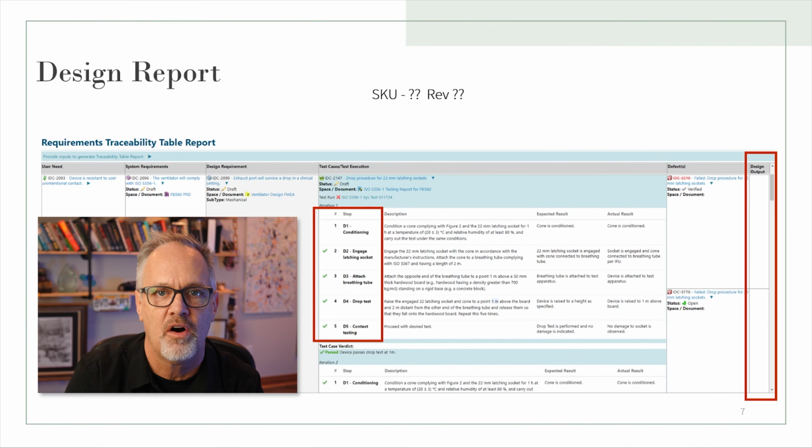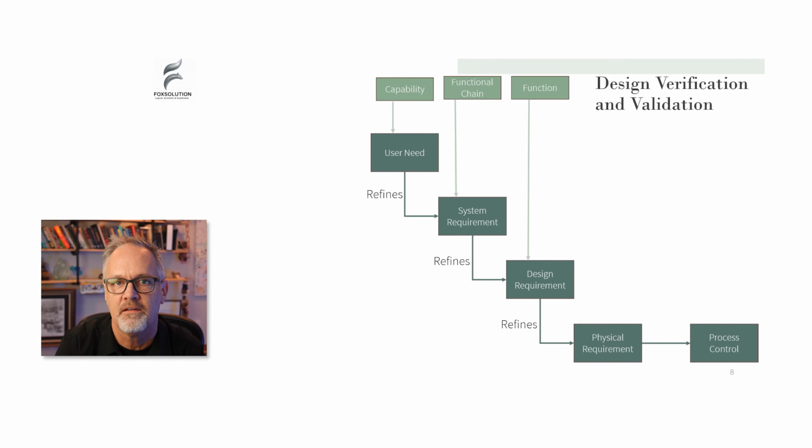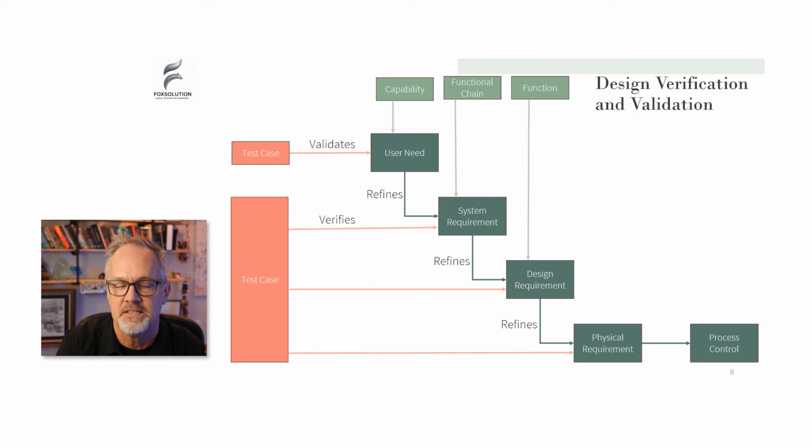And what's the revision of all the component parts that are part of that SKU? So again, we have the requirements and the systems modeling components of the design. The capabilities, the functional chains, and the functions are mapped in. Test cases are traced to the requirements that we're going to be testing.